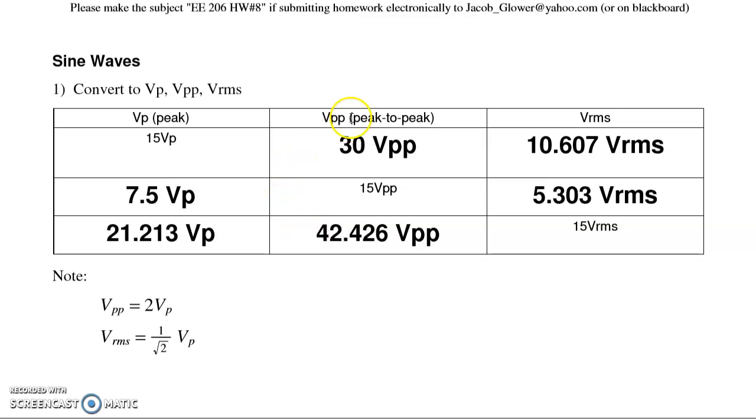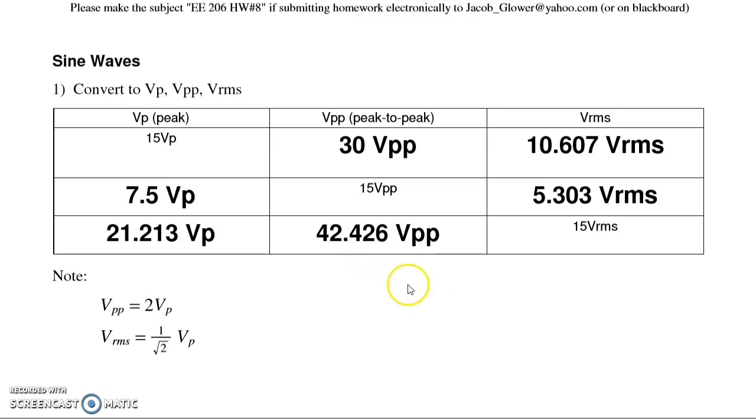The relationship is the peak to peak is twice the peak voltage. The RMS voltage is the peak divided by square root of 2. So 15 volts peak means 30 volts peak to peak, or 15 divided by square root of 2, 10 volts RMS. 7.5 volts peak is 15 volts peak to peak, or 5.3 volts RMS. 15 volts RMS is actually 21 volts peak, 42 volts peak to peak.